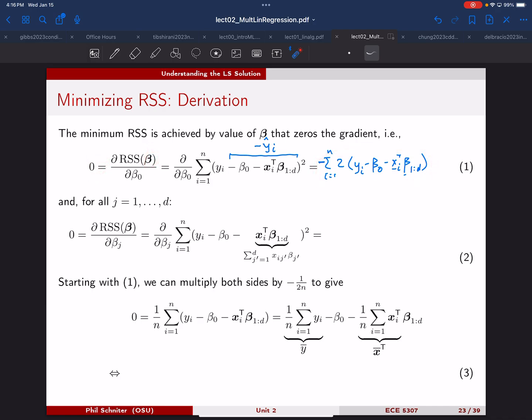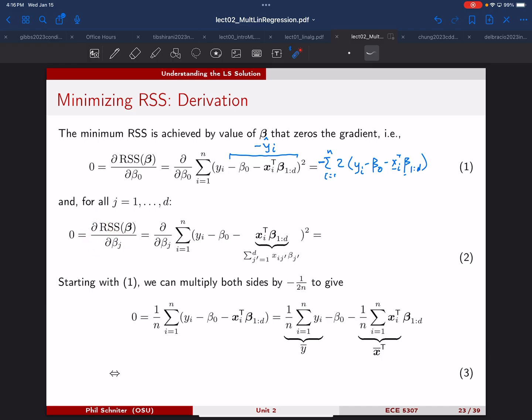But there's a few more equations that we can get here. So before I move on, are there any questions on anything we've done so far? Is everybody good? Okay. So let's move on to doing the partial derivative with respect to beta j.